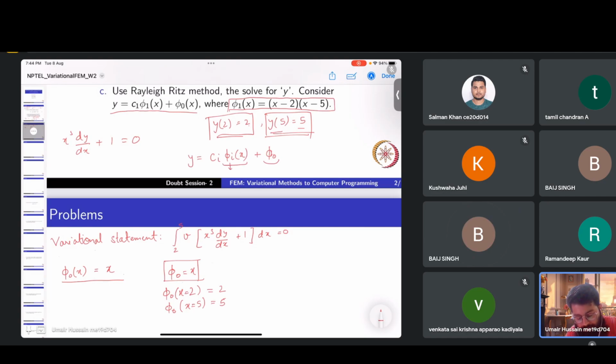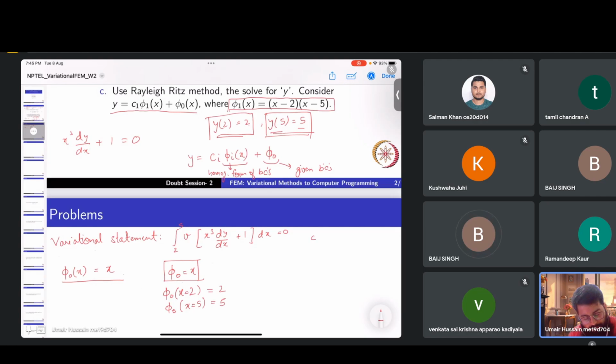These functions should satisfy the homogeneous version of the boundary conditions, and this alone should specify the given boundary condition. The essential boundary condition, yes. In the Rayleigh-Ritz method, I don't think we need to ensure the natural boundary condition because it comes automatically. This phi 1 of x also has to satisfy the essential boundary condition, but in its homogeneous form.